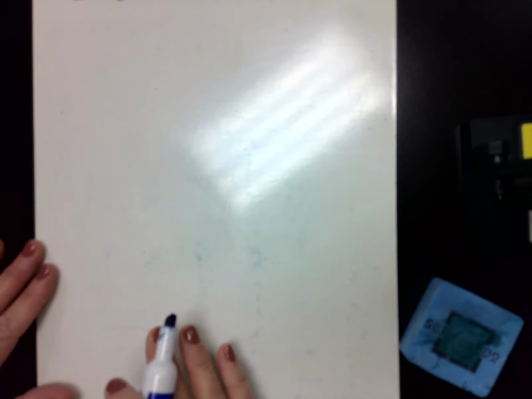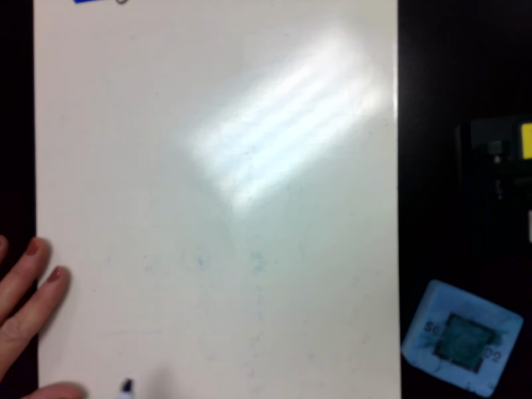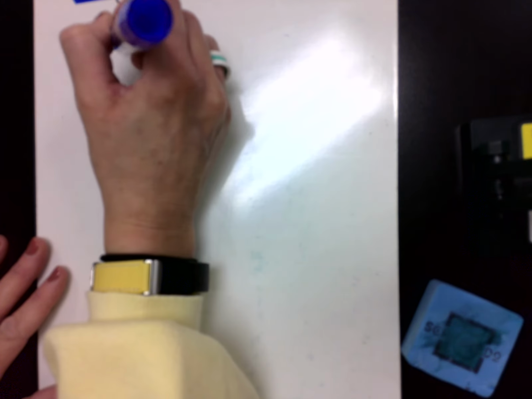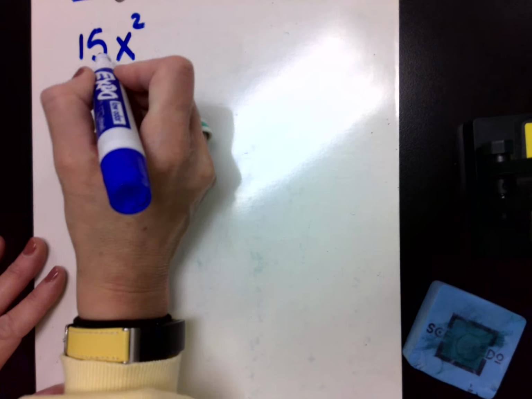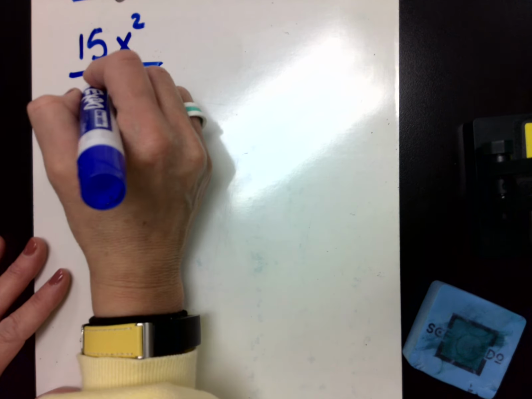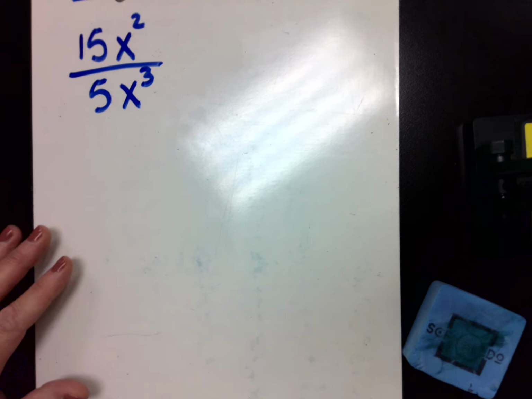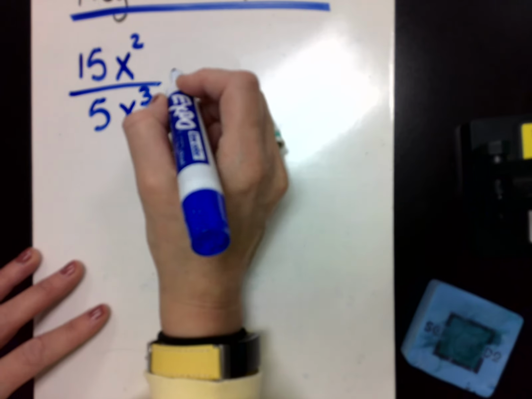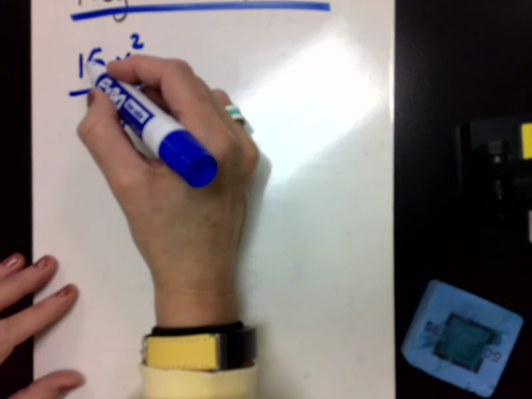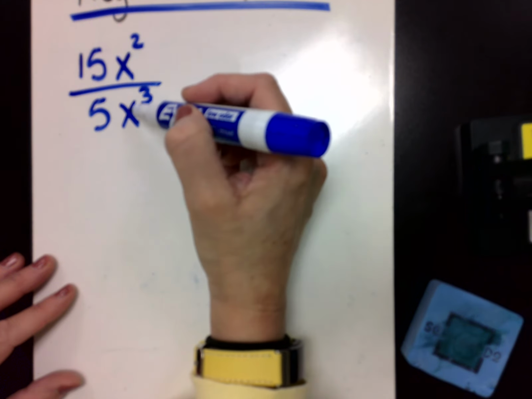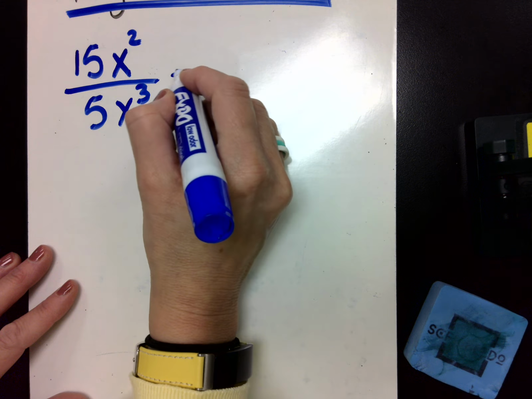Okay, another example that I can give you is something that has more than one exponent rule going on. So let's say I have something like 15x squared over 5x to the third. So right here, I see that there is some division going on with the 15 over the 5 and some division going on here. So I can do both those.